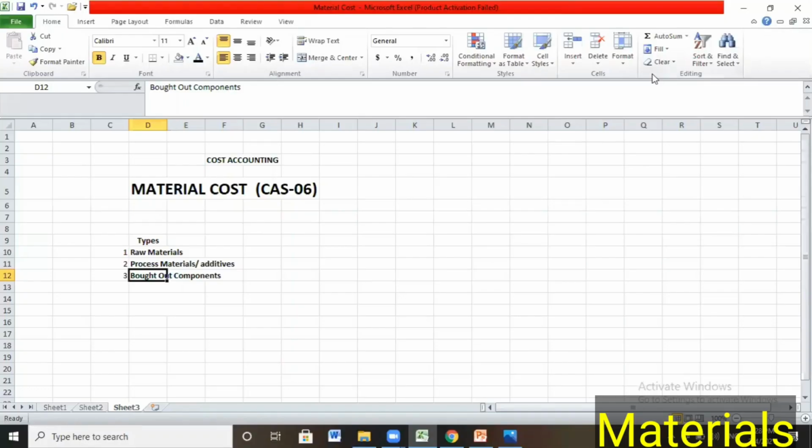The third type of material is bought out components. Bought out components means a manufactured product which forms part of the finished product and is fitted to the product without any further processing. For example, a fan belt in an automobile. In other words, bought out components are purchased items used in the assembling of the main product. These are already manufactured items which need to be assembled during actual production, and these items are also available in the market for replacement of worn out parts and known as spare parts. So spare parts we can use again and again.